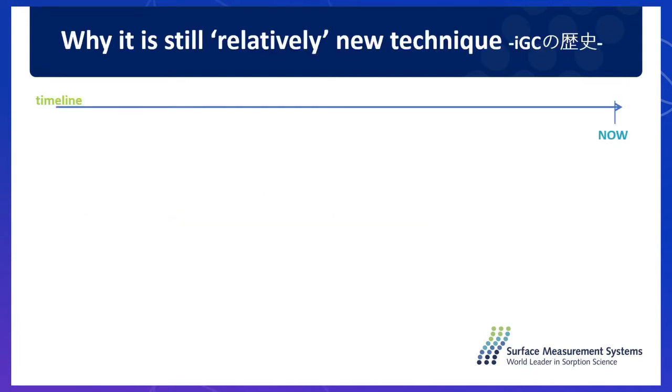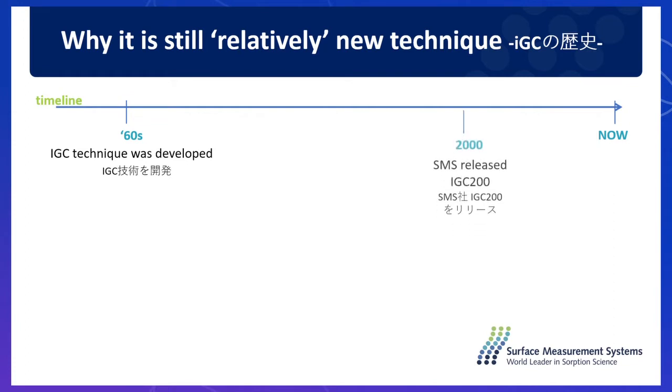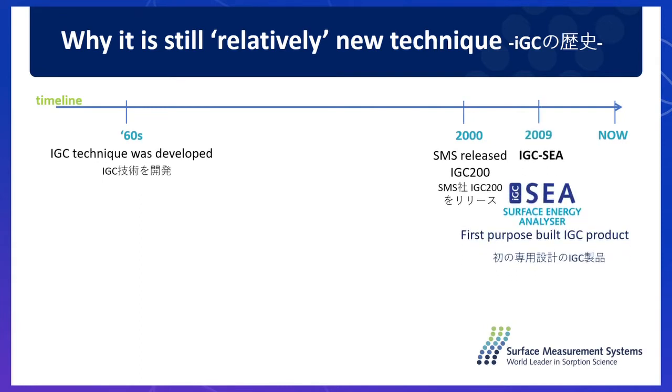If this is the first time you hear about the iGC technique, that's normal, because the iGC technique was developed in the 60s. The first commercial iGC was released in 2000 by Surface Measurement Systems. It was called iGC-2000. And then SMS released in 2009 the first purpose-built iGC instrument. You can see there were 40 years between the development of the technique and the first commercial instrument.